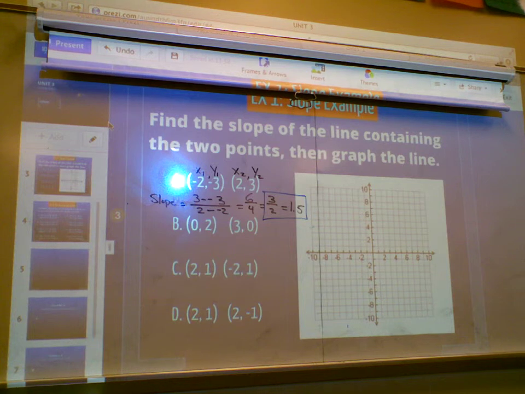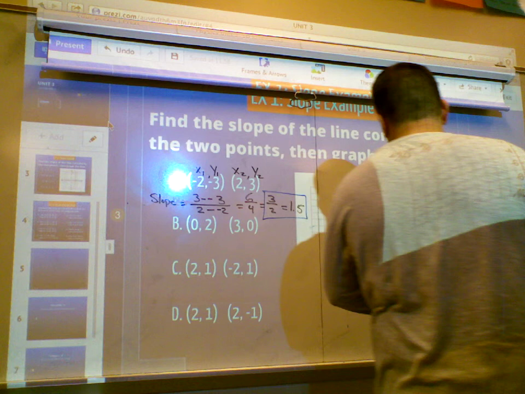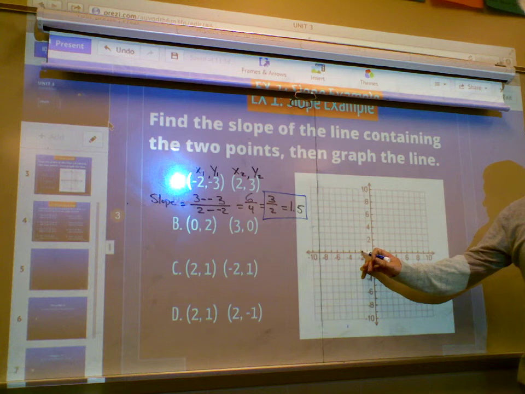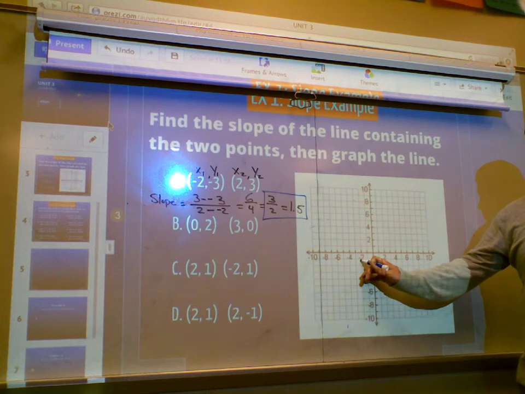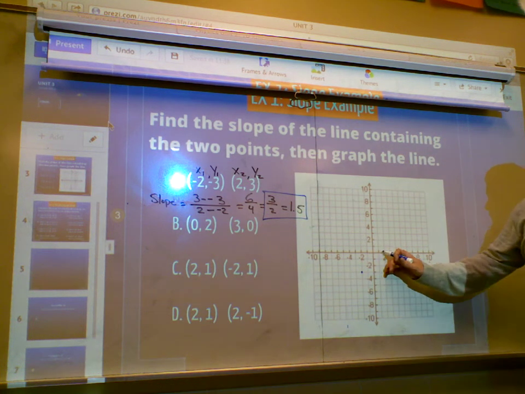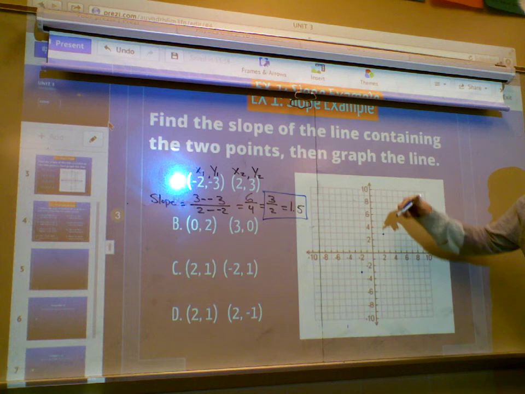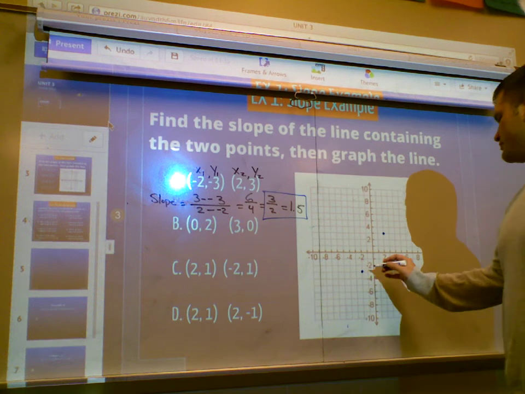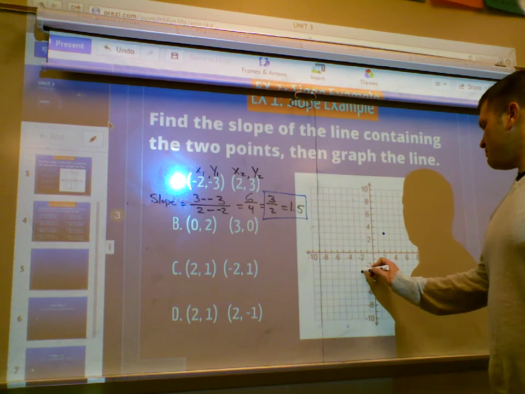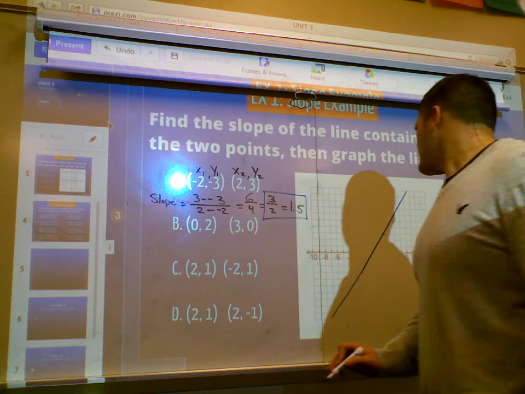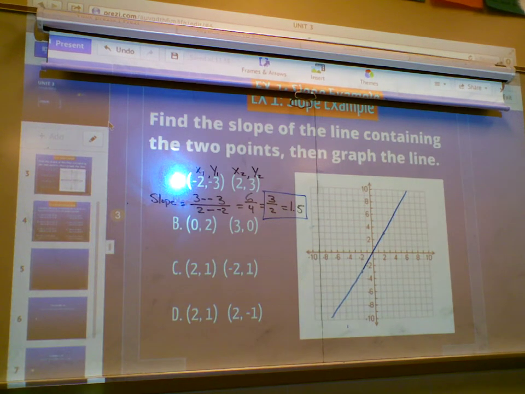Okay. Now how do I plot these points? -2, -3, and 2, 3. -2, -3 means I start at 0, I go back 2, down 3. 1, 2, 3. Perfect. And then 2, 3 means I go over 2, up 3. Right? And now, if I want to make my line, what do I have to do with these? Connect them. Okay? So I need to connect these the best I can as straight as possible. Looks okay. The bottom part doesn't look as good as the top part. But that's my line. Does that make sense, guys?